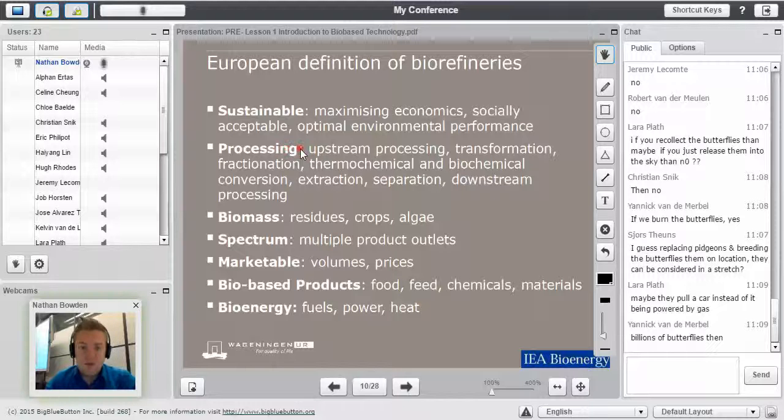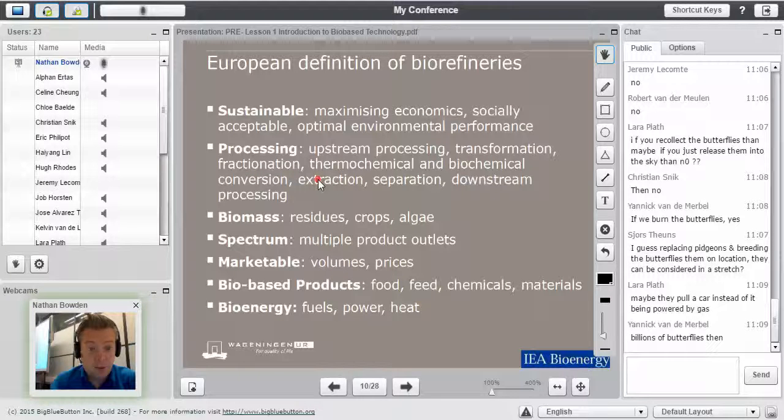Processing. You have different types of processing we'll get into later, actually towards the end of the course. So you have upstream processing. So that's like designing what you want as your main process. Transformation, the transformation of, let's say, a residue. Fractionation, which is the splitting of soluble components. Thermochemical and biochemical conversion. Again, we'll be going into much more detail later. So converting one thing to another thing.